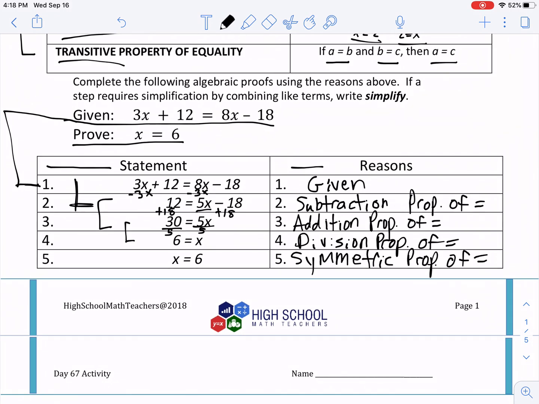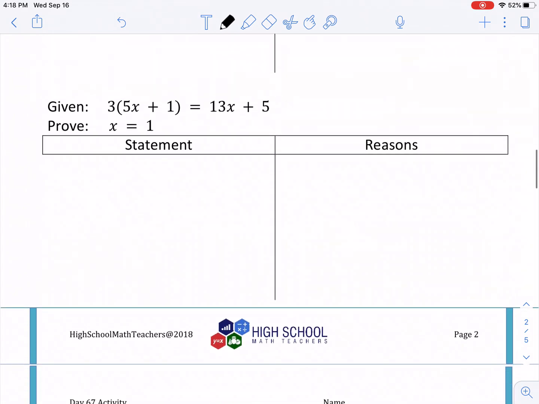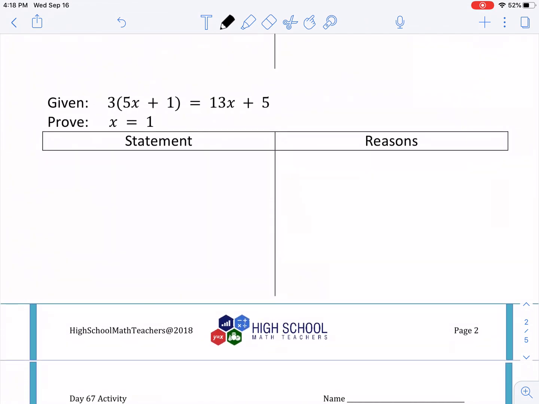Okay, so that would be an example of a proof. Now, sometimes they don't give you the statements and you actually have to solve and then provide reasons why you're solving it the way you are. So I want to look at one of those, specifically one with the parentheses, and see if we can solve this one. In this one, again, we always start with the given information. So I'm given 3 times (5x plus 1) equals 13x plus 5, and that is given to us. What we want to prove is that x is equal to 1. So our answer better come out to be x equals 1 or we did it wrong.